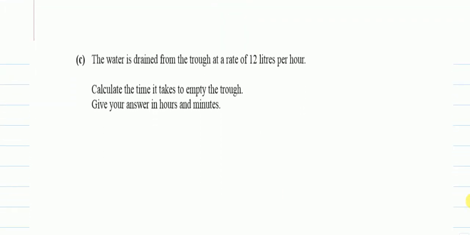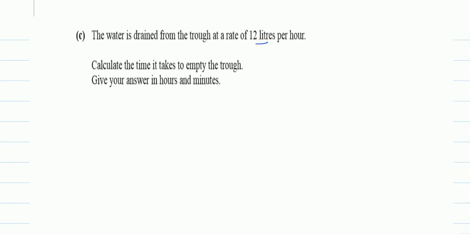Let me see part C then. The water is drained from the trough at a rate of 12 liters per hour. Calculate the time it takes to empty the trough. Give your answer in hours and minutes. Before we start, our values are in centimeter cube, right?